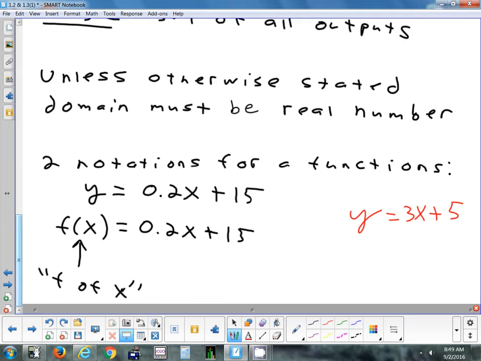Any questions on those notations? If you don't like f of x, anytime you see it, just change it to y. If it looks confusing, just know they're the same thing.